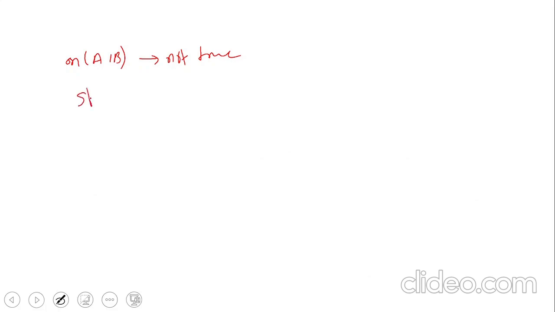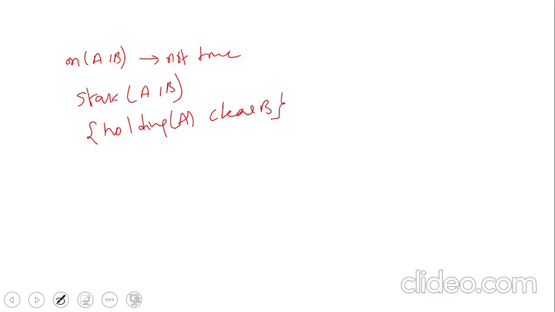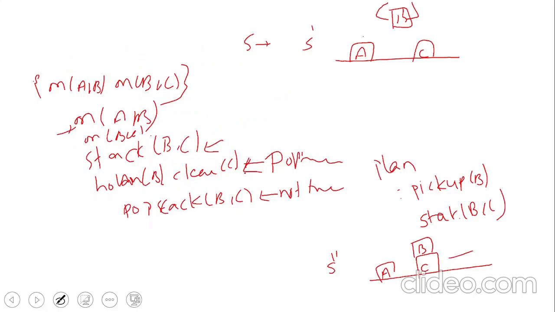The relevant action is stack A B. This is the relevant action. Push the relevant preconditions: holding A, clear B. Okay, holding A and clear B, write separately. First clear B. Clear B is true.